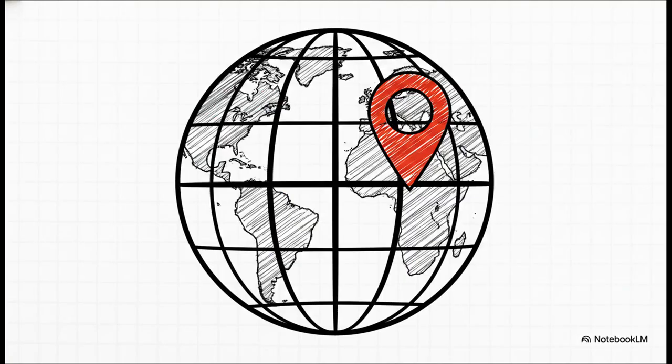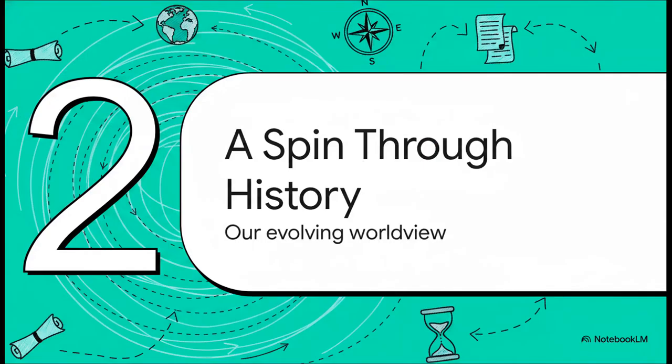And to help us navigate this 3D sphere, geographers use an imaginary grid. You've got latitudes, which are the lines measuring distance north or south of the equator, and then you have longitudes, measuring distance east or west of the prime meridian. They intersect at perfect right angles to form a location grid, which lets us pinpoint absolutely any exact spot on the planet. Moving on to Section 2, a spin through history, mapping our evolving worldview.